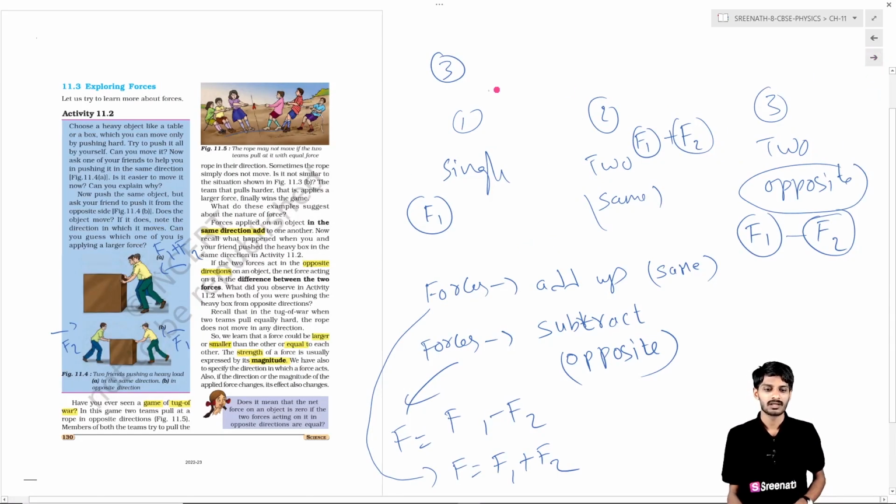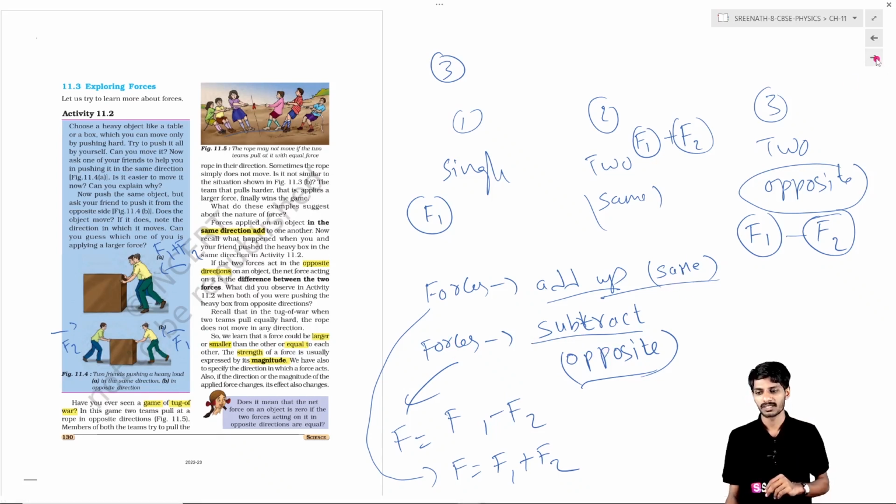What is the third topic? Exploring forces. Forces acting in the same direction will add up. Forces acting in opposite directions will subtract. Net force is the difference of the forces in opposite directions. Net force is the sum of the forces in the same direction. That is the third topic.